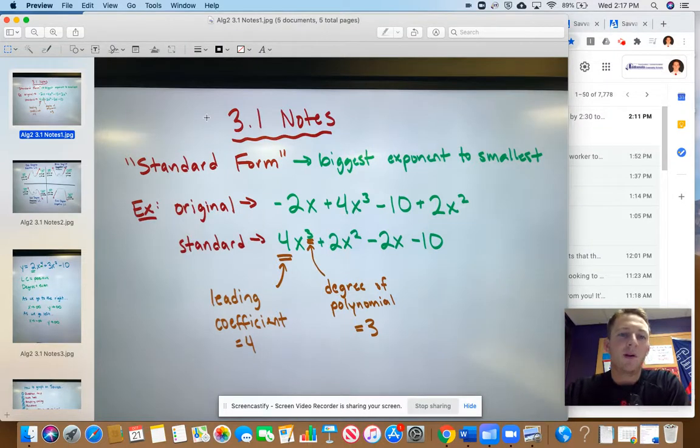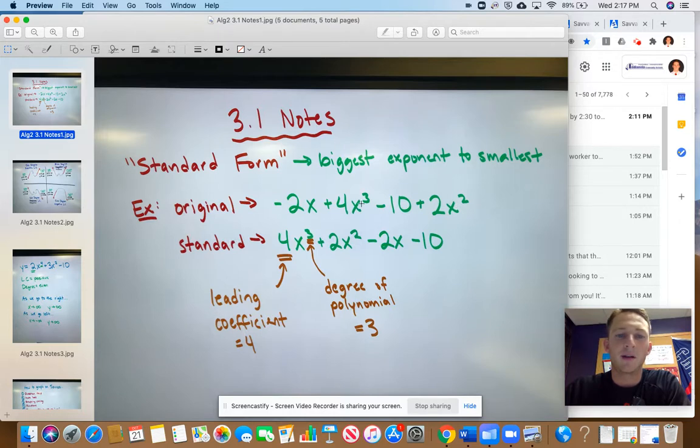Hey, Algebra 2, we are starting Chapter 3 today with 3.1, working with polynomials, and we're starting off with standard form. So the standard form of a polynomial is when we go from the biggest exponent on the left all the way to the smallest exponent on the right. So if they give us an original equation of negative 2x plus 4x cubed minus 10 plus 2x squared, we want to put that in the standard form.